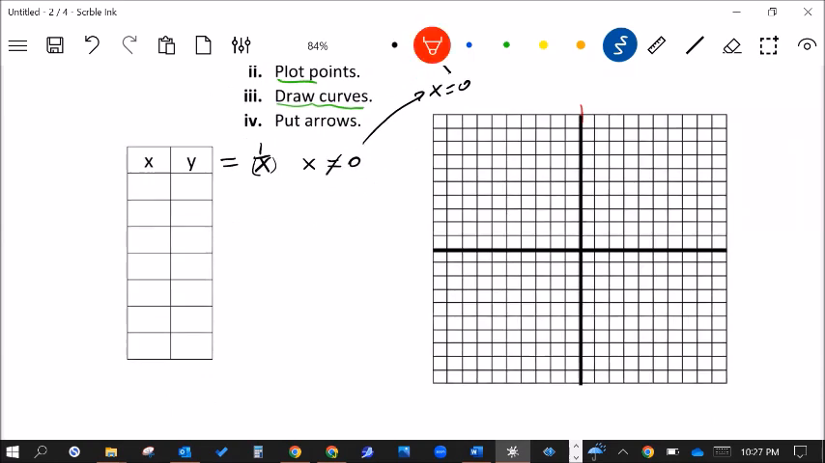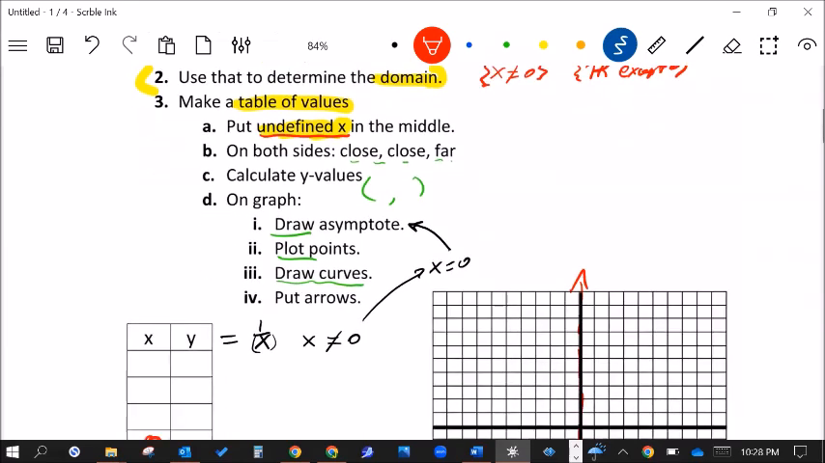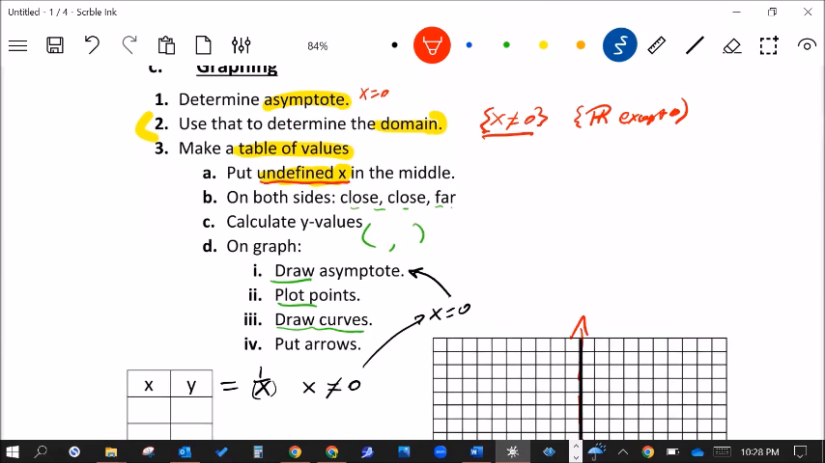And so we're going to draw that by just doing approximate lines. It's hard to see on the graph when you go through that main one, but you see a little bit of reds there. Okay. And you put that number in the middle. So determine the asymptote, x equals 0. Use that to determine the domain. The domain basically are all numbers except 0, so x not equal to 0. You could say all real numbers except 0. That's another way to show it. But simply saying x not equals 0 counts as the domain.